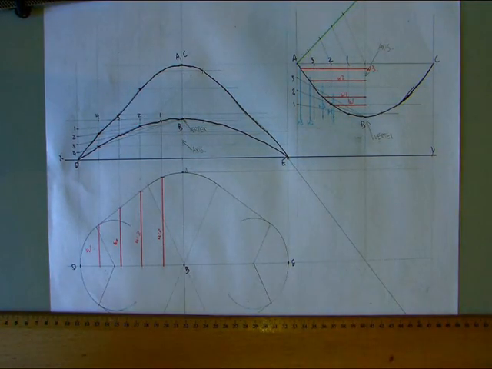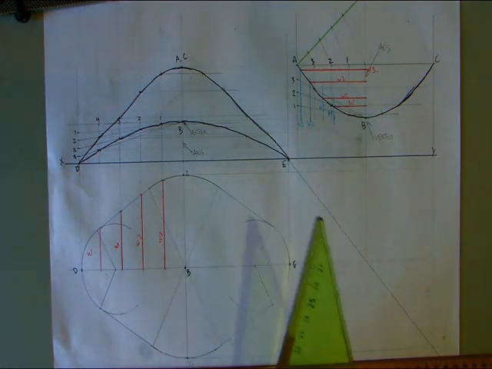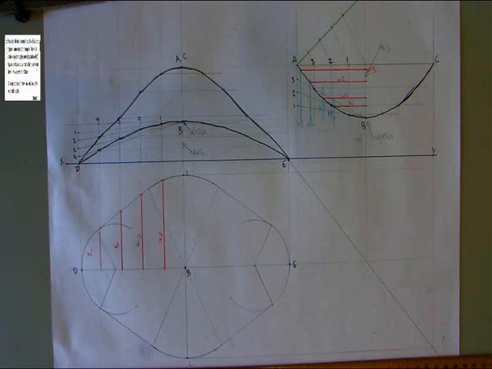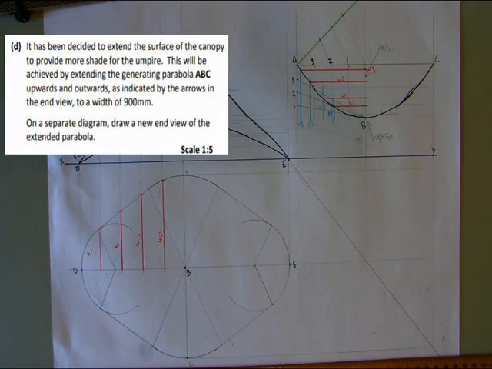Okay, now part D of the question, which are asked for here. Okay. It has been decided to extend the surface of the canopy to provide more shade for the umpire. This will be achieved by extending the generating parabola ABC upwards and outwards as indicated by the arrows in the end view to a width of 900 millimeters. So we need the same parabola, but we now need to extend it till it is 100 or 200 millimeters wider, which is 900 millimeters in total.